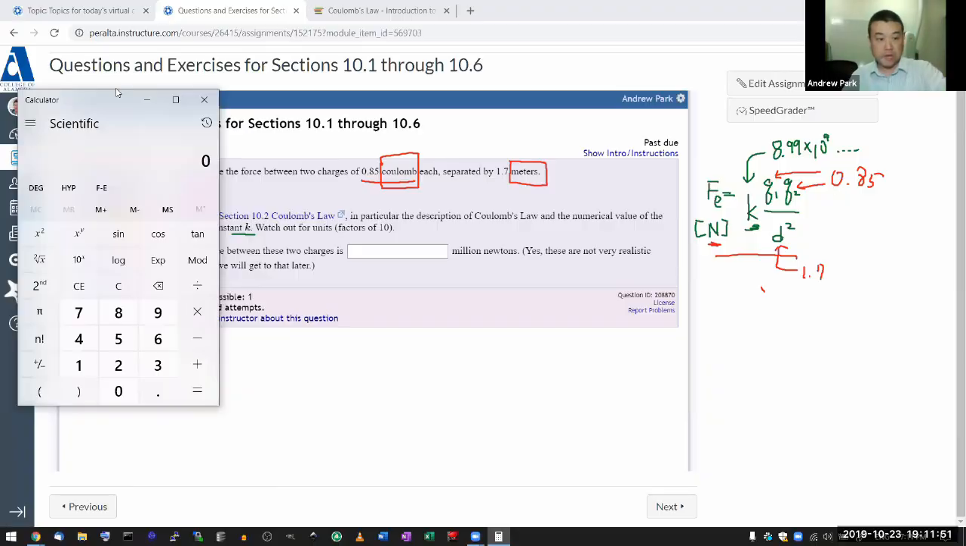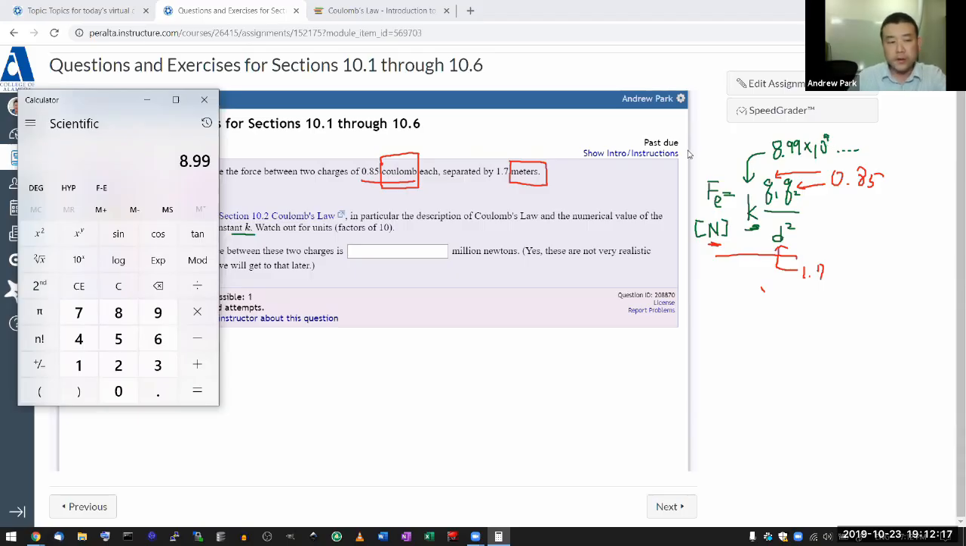So let me just type it in. It says, oh, wait 1 second. Does it? I think, let me just test one thing. I think that EXP, okay, yeah, that's what I need. Okay, so I'm going to type in the value of K first. That's going to be 8.99, and this times 10 to the power of 9.